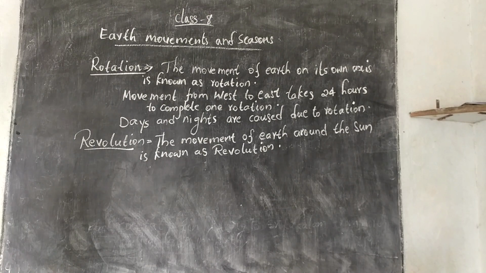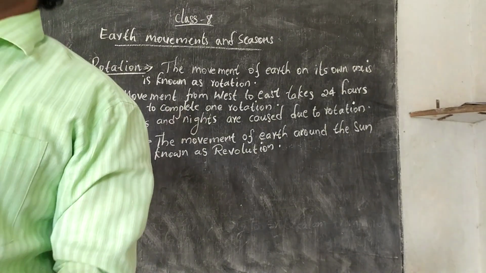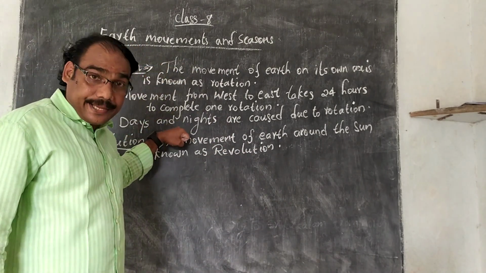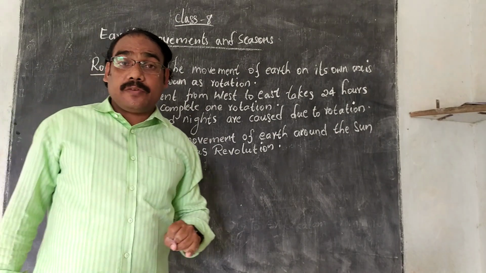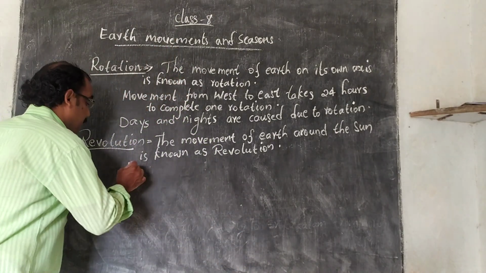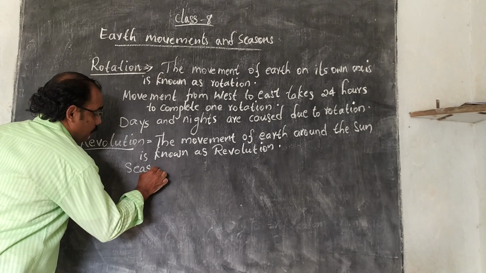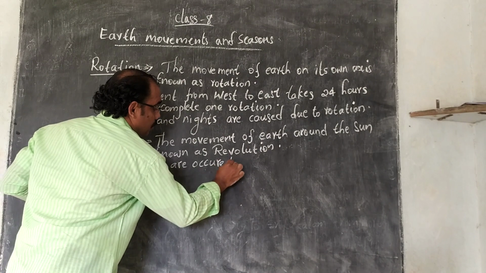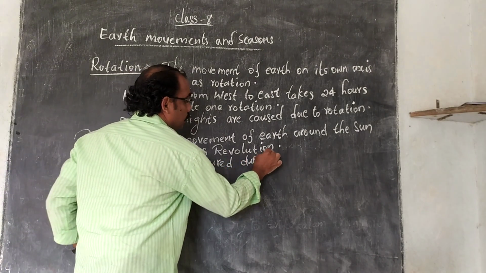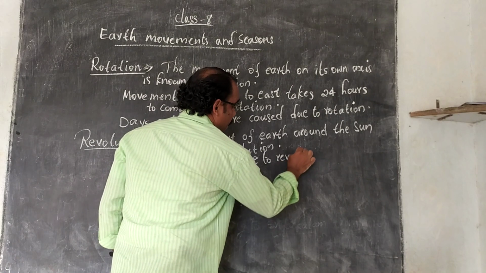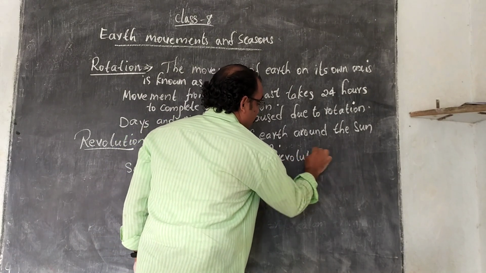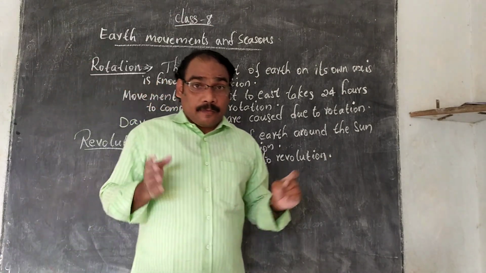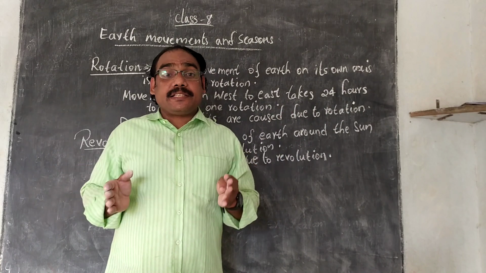Because of the revolution, what do we get? Because of the rotation, we have days and nights. Because of the revolution, we have seasons. Is it clear? Seasons are acquired due to revolution. Seasons means, I think you understood, we have different kinds of seasons in different areas.